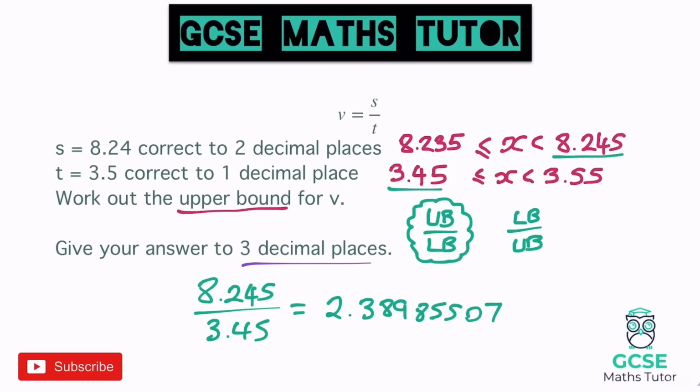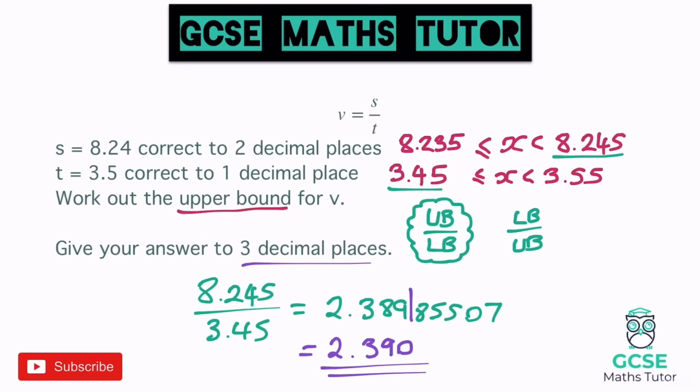This one says 3 decimal places, so let's chop it after the 9, and that would go to 2.389, and this is a bit of a dodgy one because the 8 rounds the 9 up, so it would go to 2.390, keeping the 0 in there. It does say 3 decimal places, so 2.390 would be my answer there.